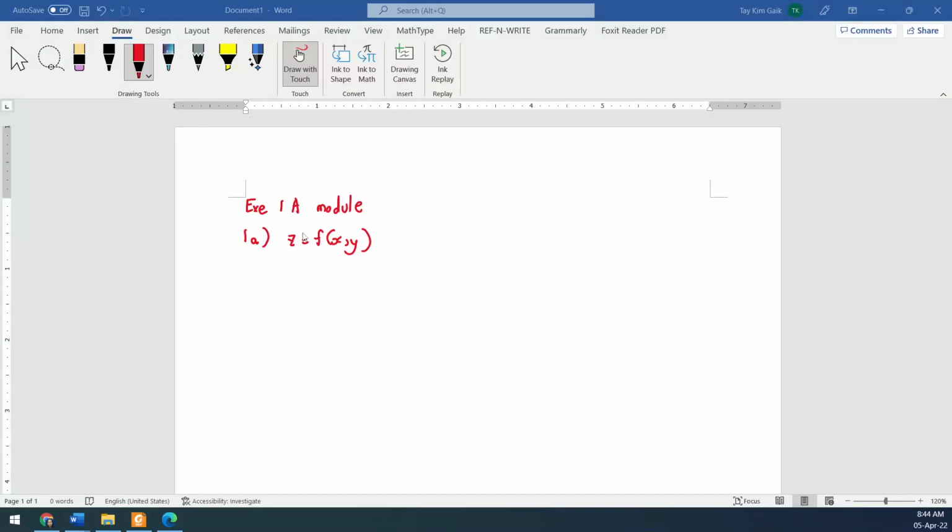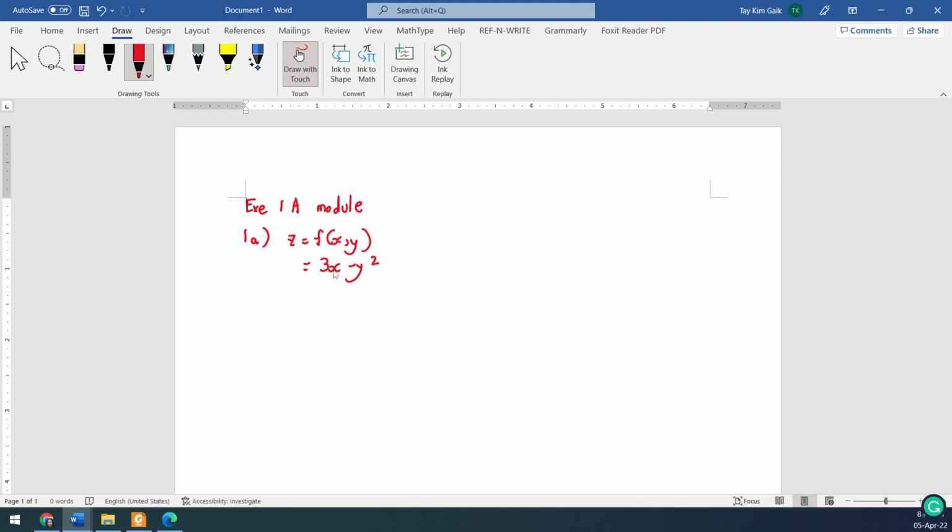Okay, exercise 1a: z equals f(x, y), where f(x, y) is 3x minus y squared. The domain is the input, so the input is x and y. The range is the output, which is z. Given x and y, you map to z. So z is the range, and x and y are the domain. The question asks you to determine the domain and range of z equals 3x minus y squared.